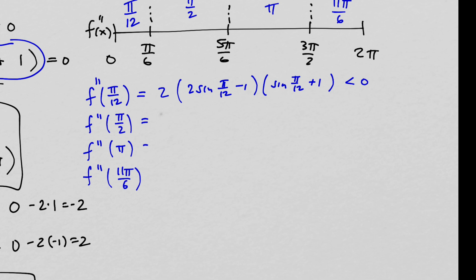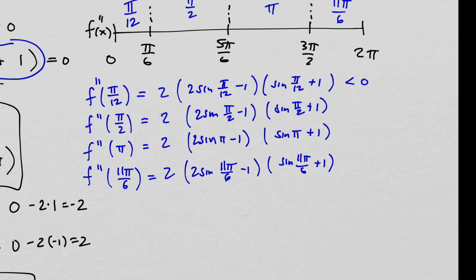Now for the rest of these, I'll just fill them in. And let's go ahead and walk through them. Sine of pi over 2 is 1, times 2 is 2, take away 1 is 1. And here we have 1 plus 1. So those are all positive numbers, which is going to be positive. Sine of pi is 0, take away 1 is negative. Sine of pi is 0, plus 1 is positive. Only one negative there, so that will end up being negative. Sine of 11 pi over 6 is negative 1/2, times 2 minus 1. This is a negative number. This is a positive number, so that whole thing is going to be negative.